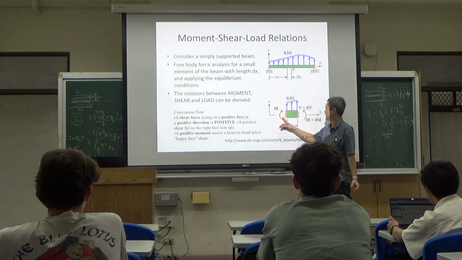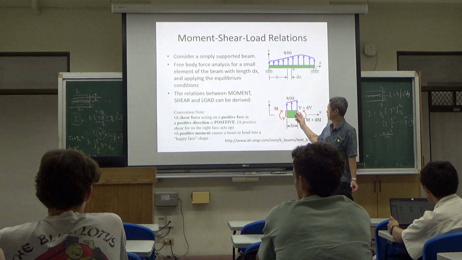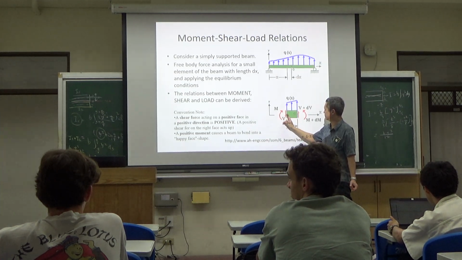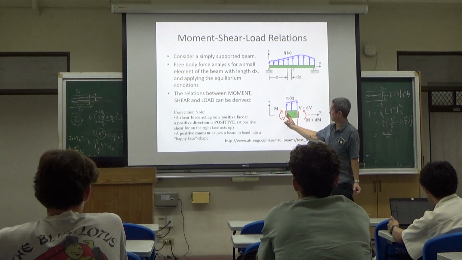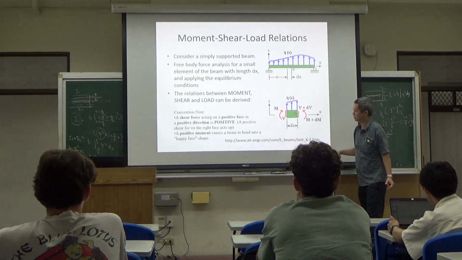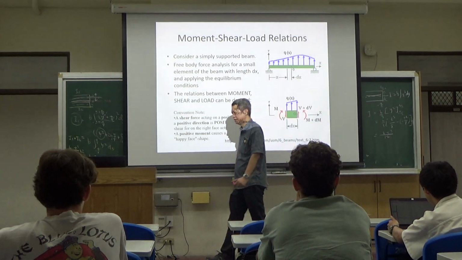Likewise, you can do the moment sum, because once you make the cut, you have to replace it by the shear force and the moment. The moment will be clockwise on the left hand side, and counterclockwise positive on the right hand side. This is how you define your beam bending.